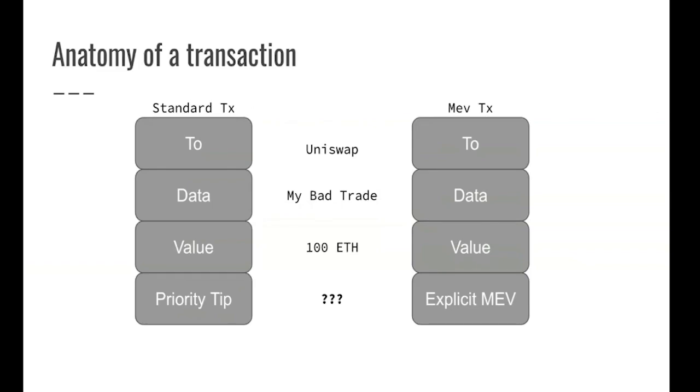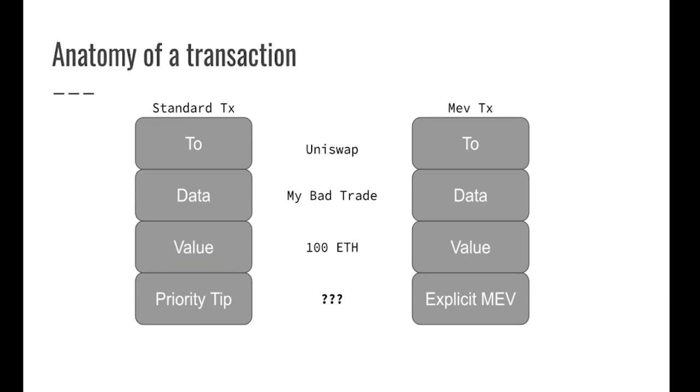So how does it do this? A standard transaction is a to, data, value, tip. An MEV transaction is a to, data, value, explicit MEV. We call it explicit MEV because I'm just creating a bunch of MEV for no reason because I want to do it in my transaction, because I want to be somewhere in the top of the block. I don't want to be in the bottom of the block. So explicit MEV is a way to opt in to the better block space market, the one that's more predictable and gets you a better execution, like a better point in the block.